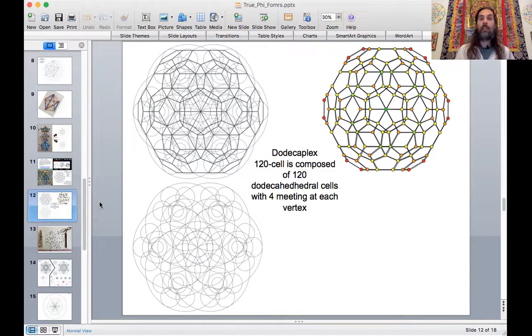This is the 120 cell. I just figured out how to draw this yesterday. I was months ago trying to figure this out, because I had to use the golden circles in a way that was a little bit more complex. But back then I just didn't understand the golden circles enough to be able to pull it off. But just yesterday, or 2 days ago, I finally discovered how to basically connect the dots to create a 120 cell, which is composed of 120 dodecahedral cells with 4 dodecahedrons meeting at each vertex.